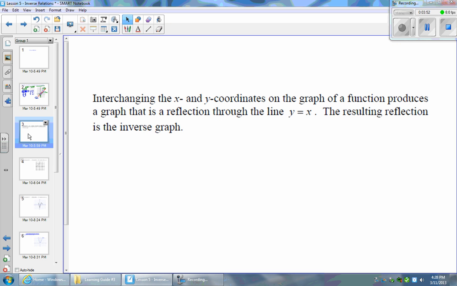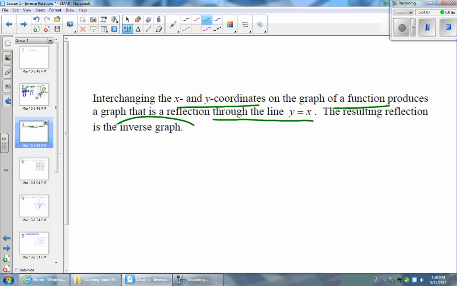To summarize this introduction here, interchanging the x and y coordinates on the graph of a function produces a graph that is a reflection through the line y is equal to x. And that resulting reflection is what we call the inverse graph. I really like this sentence. It sums up the inverse graph of a function. So that's it for my introduction to inverse relations.